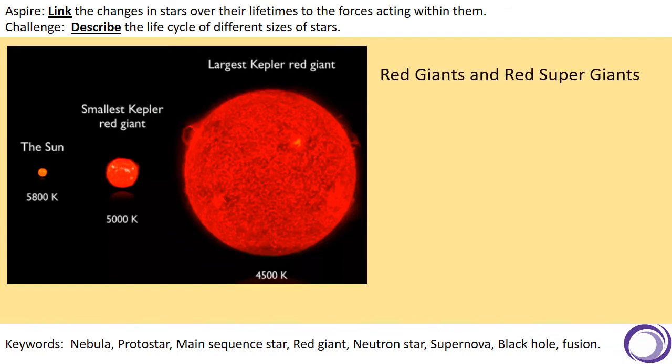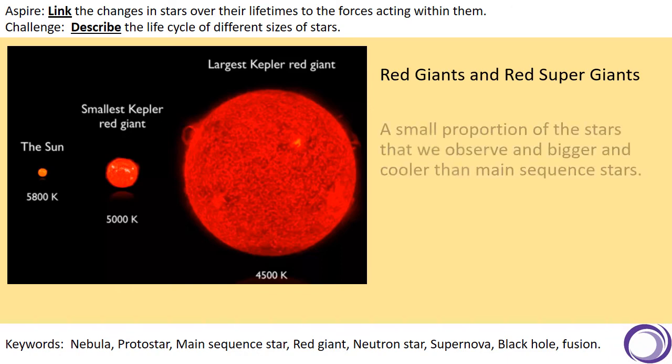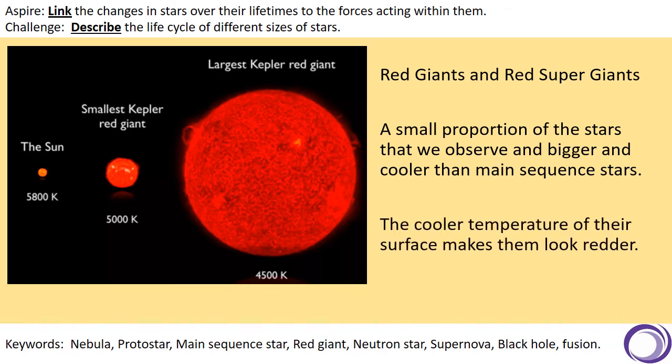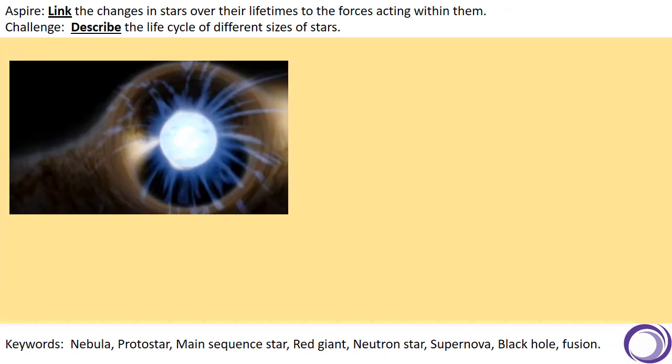Red giants then, or a red supergiant, which is just a bigger version. I said Betelgeuse, top left of Orion, is a red supergiant. And a small proportion of stars that we observe are bigger and cooler. The cooler temperature means that they don't give out the same spectrum of light. It's cooler, so it's more red, which makes them look redder.